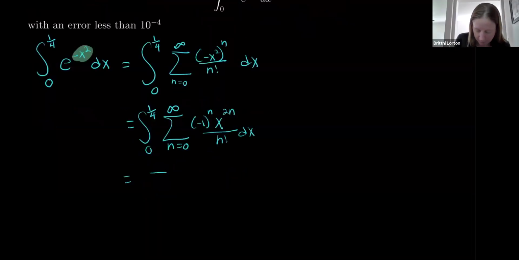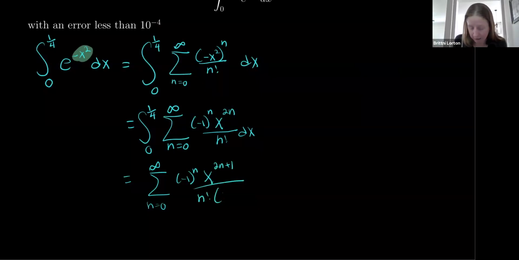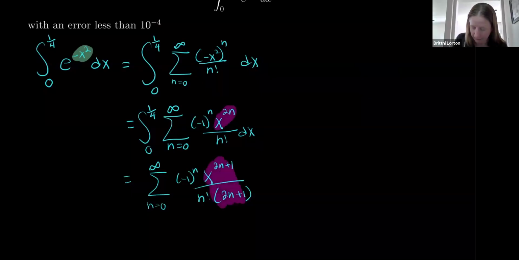So this will become the sum from n equals 0 to infinity of negative 1 to the n, x to the 2n plus 1 over n factorial, which stayed there because it was a constant multiple, but I need to divide by the new power. I just did an antiderivative, and I'm going to highlight what I did the antiderivative of. This is the only thing I needed to do the antiderivative of. Everything else was just a constant multiple, and so it stayed.